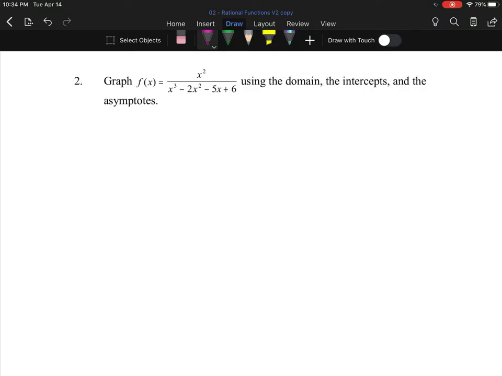Okay, all the steps from the beginning. Start with domain issues. Domain issues: we can't have the denominator equal to 0. So x cubed minus 2x squared minus 5x plus 6 can't equal 0. So I've got to do some factoring here. Let p of x equal x cubed minus 2x squared minus 5x plus 6.